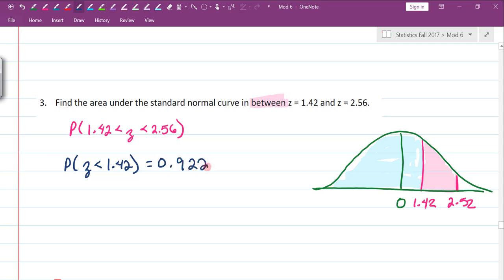So this is equal to 0.9222. Now the next one I need to look up is this one right here. Let's pick a color for that one. Let's do purples. So we're going to say this is going to be equal to the probability that z is less than 2.56. Okay, so now we're going to highlight gently the area in purple that represents the area under the curve that is less than 2.56.